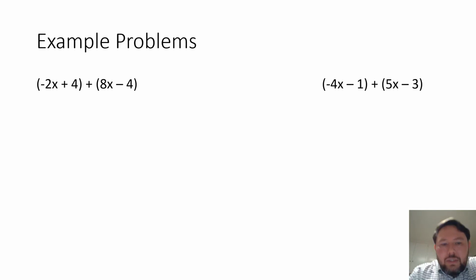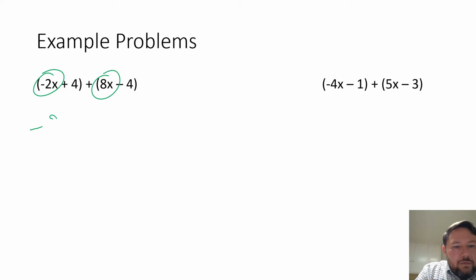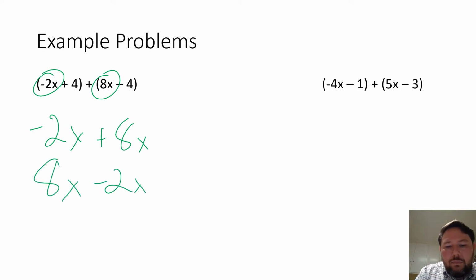All right, so a couple more examples. So let's do this one first. So looking for like terms. If we're not using our tiles, we're just looking for like terms. So we have negative 2x and 8x. So negative 2x plus 8x. Really, we can write that as 8x minus 2x. Remember, we can swap those around when we're doing addition. So that leaves us with 6x.